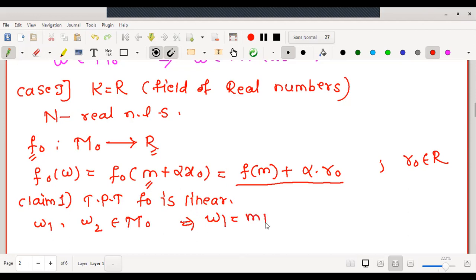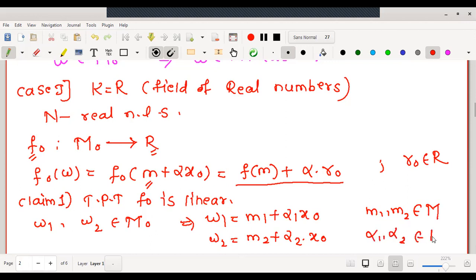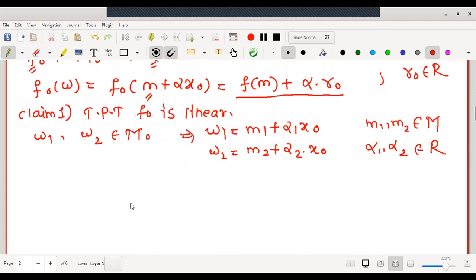Say this is M1 plus alpha 1 x naught. What will be W2? Say M2 plus alpha 2 x naught. Where I can write M1, M2 both are the elements of capital M, and alpha 1, alpha 2 are the real scalars. Now let me start with the linear combination.